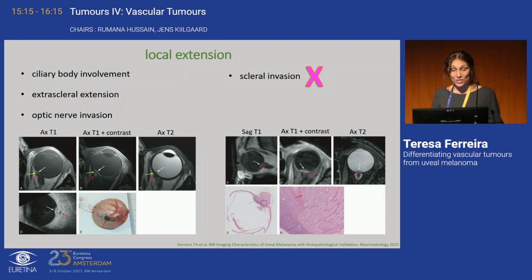Local extension: MRI is good to evaluate ciliary body involvement, extrascleral extension and optic nerve invasion, but it is not good to evaluate scleral invasion. Two examples. Here you have a very small intraocular tumor. You see it in all sequences, T1 after contrast, T2. But if you look outside the eye, pointed by the red arrow, you also see a small lesion with exactly the same color as the intraocular tumor, and that is extrascleral extension. In this case, it had already been noticed on the ultrasound, and it was proven to be true after enucleation.